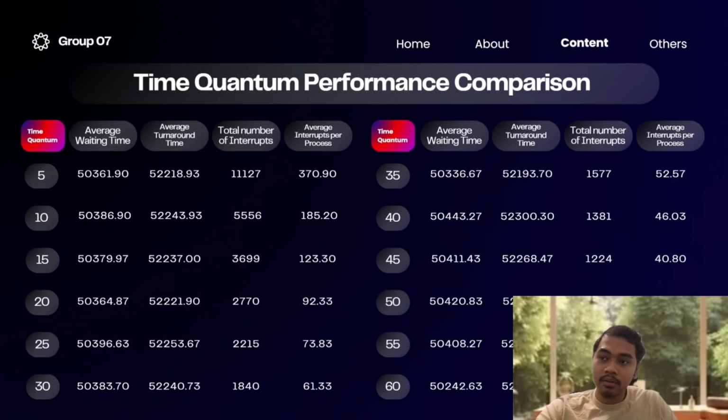This trend continues as the time quantum increases to 40, where the average interrupts per process drop to 46.03. At higher time quantum values, such as 50 and 60, the performance stabilizes further. The number of interrupts decreases to below 1000, and the average interrupts per process reaches a low of 30.3 for a time quantum of 60. Interestingly, average waiting time and turnaround time remain relatively unchanged across all time quantum values, suggesting that these metrics are less sensitive to the time quantum.